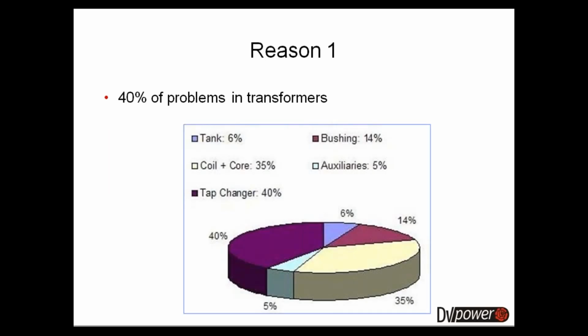The first of these reasons is that tap changers, as the only moving part in a transformer, are one of the most frequent causes of transformer faults. According to one statistic, the tap changer can cause up to 40% of total transformer problems. And for this reason, a lot of tap changer failures happen, and a lot of maintenance work normally needs to be performed.